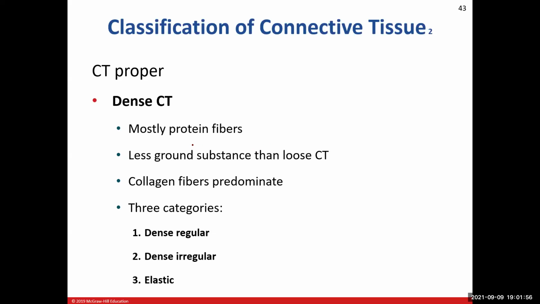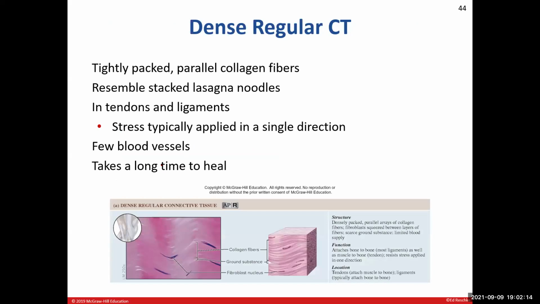So that means that the majority of this type of tissue is going to be made up of the protein fibers. Specifically, collagen is going to be the big one there. You can have some elastic in there too. Okay, so there's hardly any ground substance. There are 3 types: dense regular, dense irregular, and elastic.